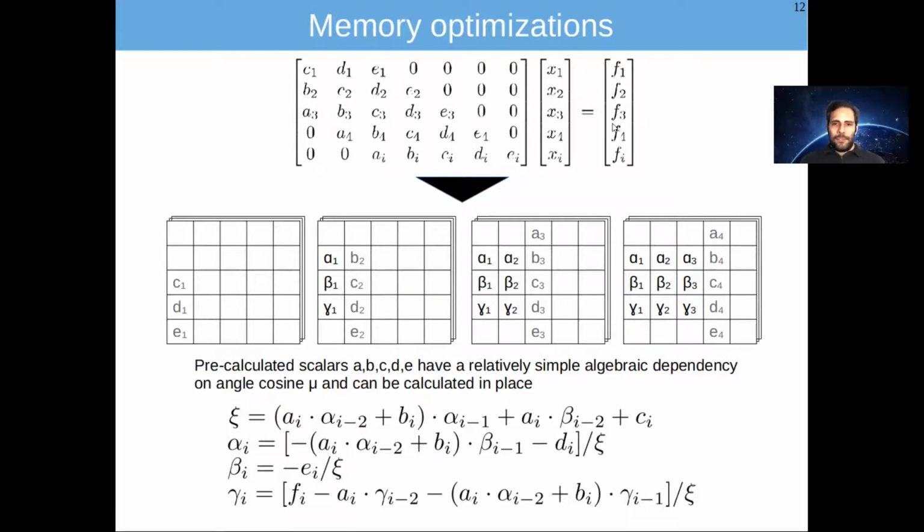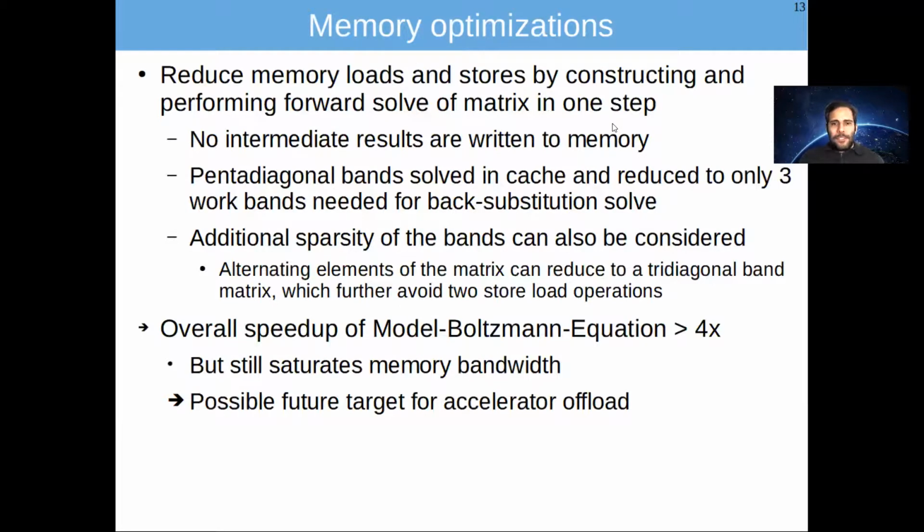Instead, we now make heavy use of the spatial locality of the Thomas algorithm, as it has a compact, well-defined stencil. It turns out that each intermediate result of the forward solve of the algorithm only requires the matrix element at its current diagonal position, plus the previous 2 iterations of the intermediate result. The matrix elements themselves are local values along the radial coordinate and have a simple algebraic relation on angle cosine mu and can be calculated in place. This means we can reduce the entire memory bandwidth of the forward solve to a single store of the 3 work bands needed for the back substitution, with most of the loads handled in cache.